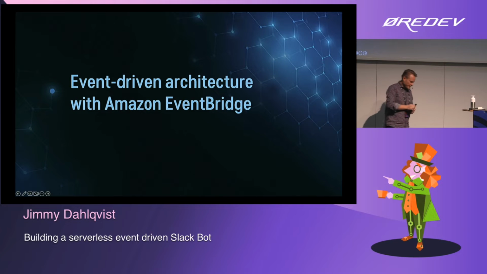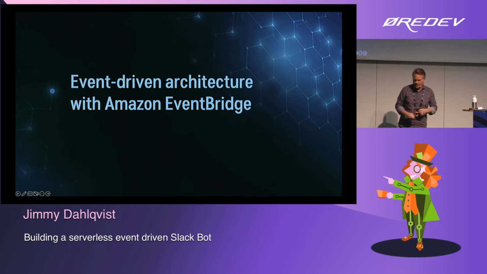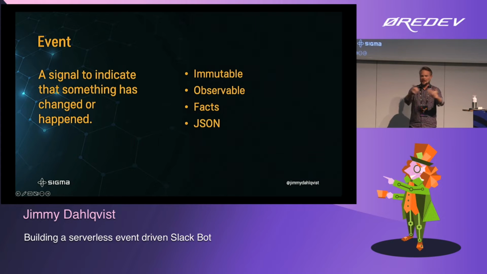So that is some of the problems we can see when the microservice architecture grows and we need to have more and more services. How can we solve this in an event-driven architecture with Amazon EventBridge? First of all, what is an event? We need to figure out what is an event. An event is a signal in the system to indicate that something has changed or happened. Order created, order canceled, something like that.